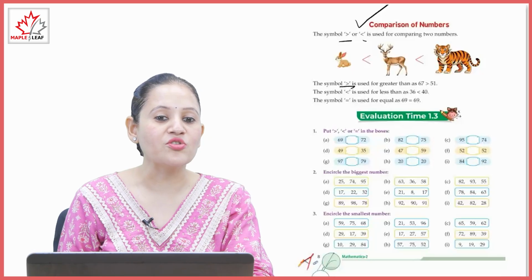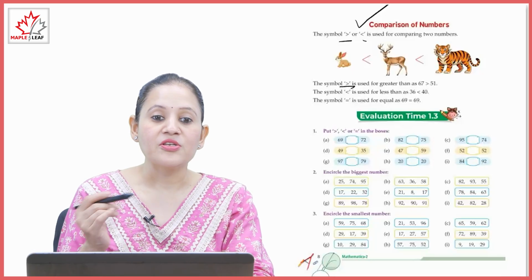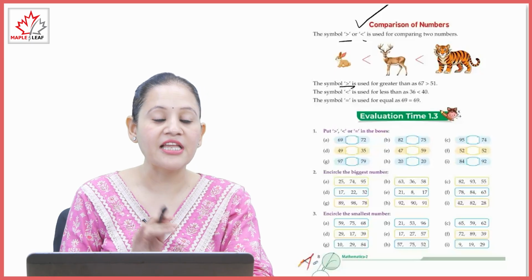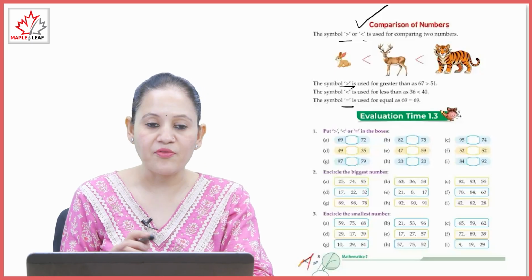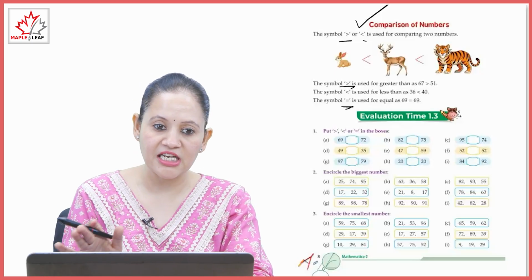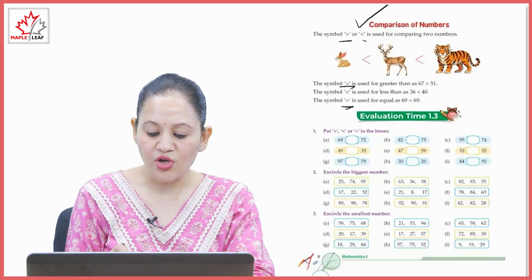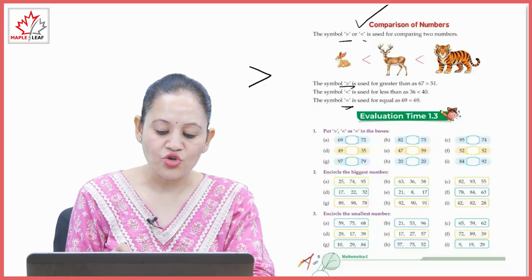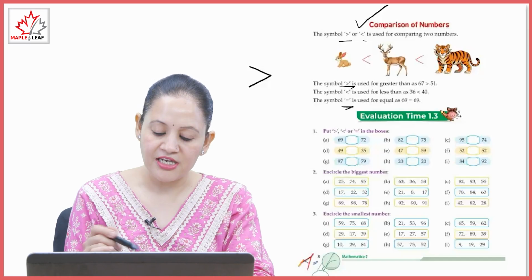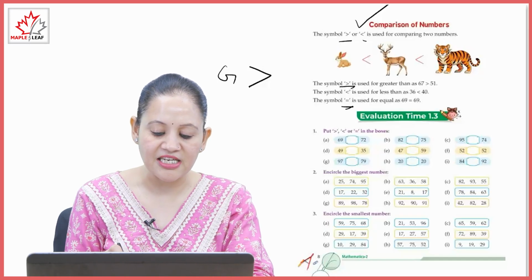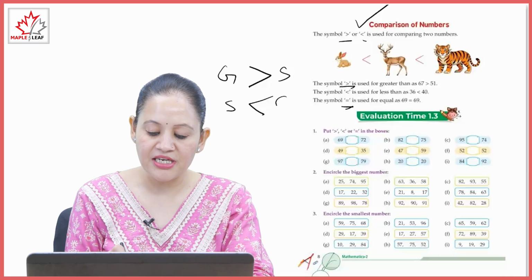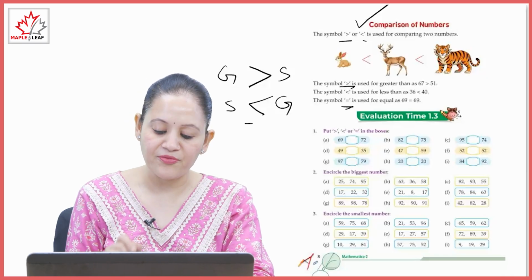The symbol less than is used for less than. So 36 is less than 40. 36 क्या है, 40 से छोटा, and this is the symbol equal, means both side numbers are equal. 69 equals to 69. So this is the symbol for greater than. यहाँ पे जो open side है वहाँ पे क्या होगा, greater number and tail वाली side पे smaller number, and this is the symbol for less than. यहाँ smaller number and यहाँ पे greater number, and this is the symbol for equal to.